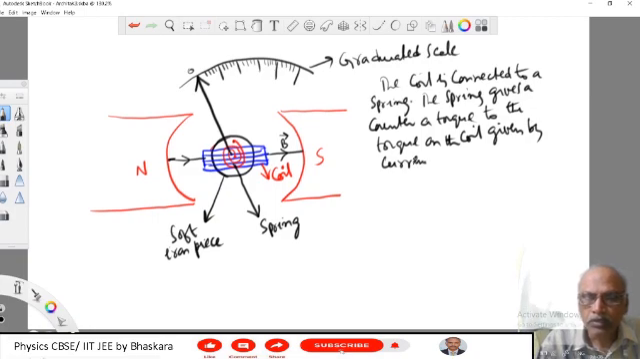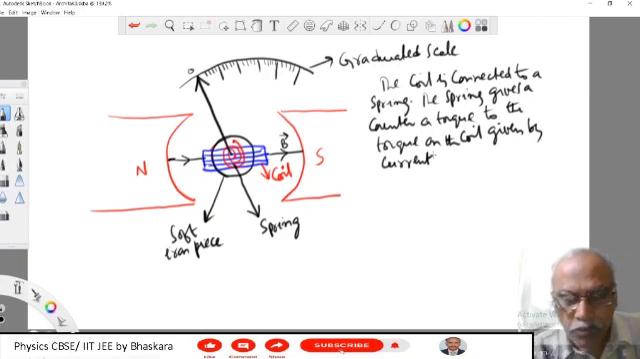When current passes through the coil, torque is produced. Due to the torque, the coil will rotate. As the coil rotates, the spring gives a counter torque. Counter torque means the spring will be twisted. So as the spring is twisted, it gives a counter torque.